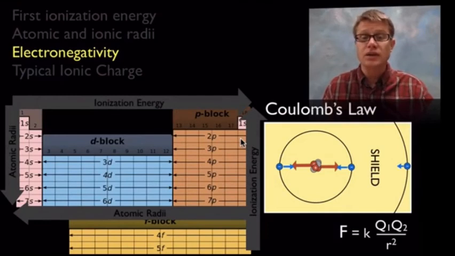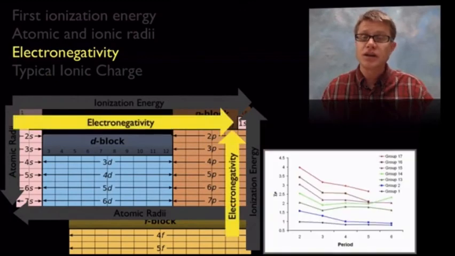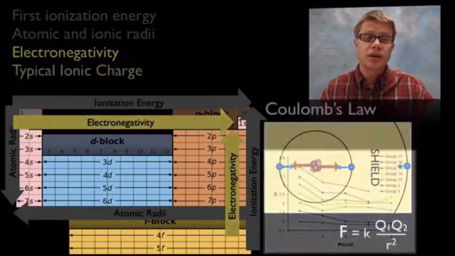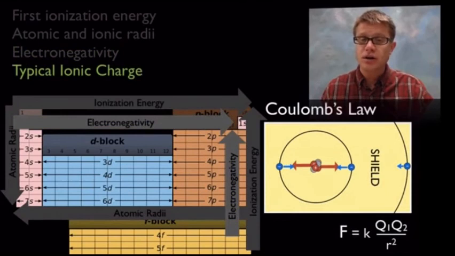And so as we move from the left to the right, we're going to increase how much that atom wants an electron, at least until we get to the noble gases. And so electronegativity is going to follow ionization energy as well. What if we look at then ionic charge?